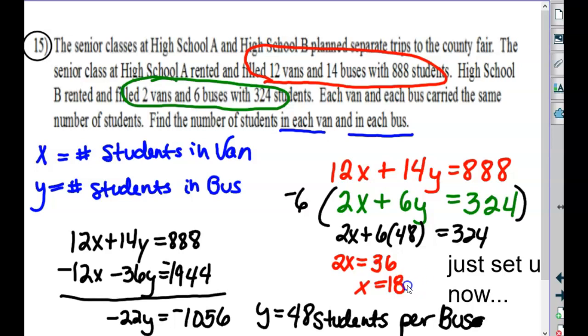Did you get that, Cameron? Okay. I'm like, it's not seeming reasonable for a van and bus. I don't know very many vans that can fit 18, but maybe those little mini buses, they call them vans. I don't know. All right. 18 students in a van, 48 students per bus. Okay, we good?